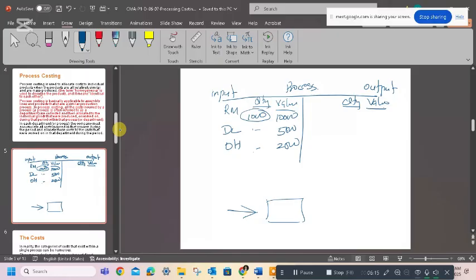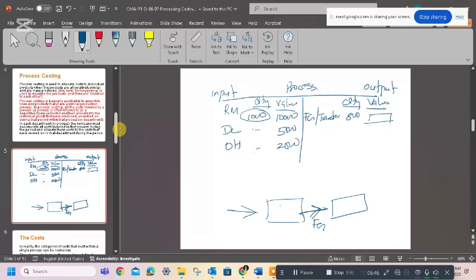Then what could be the output? Output will be what you are transferring to the next process or finished good. If it is the last process, if it is the only process you have, this can be finished good. But if you have another process next, then this can be the transfer to the next process. So you can say finished good or transfer to the next process. Whatever the number of units, say 800 units. Value: there are some methods of finding the value, we are not going to study that.